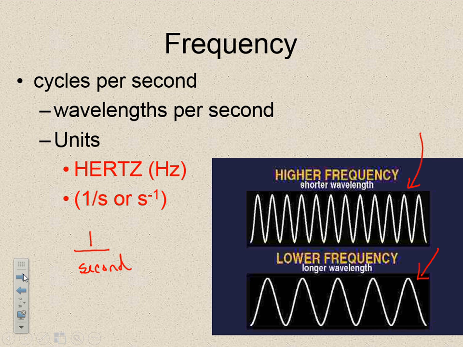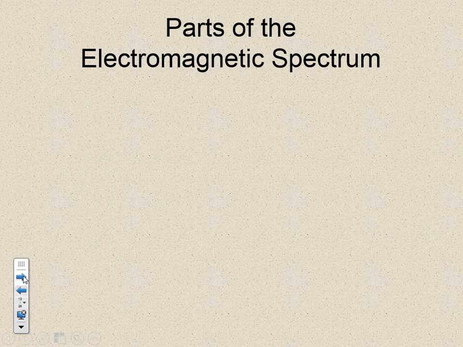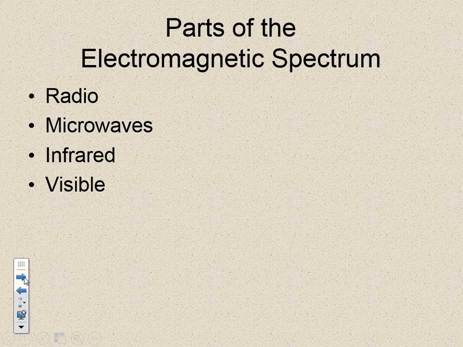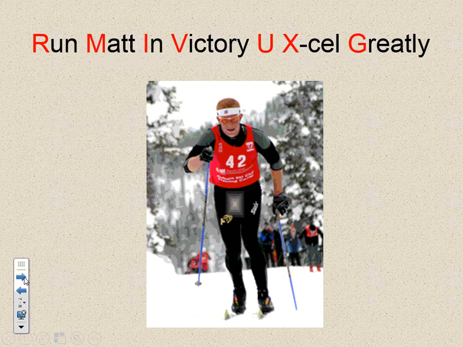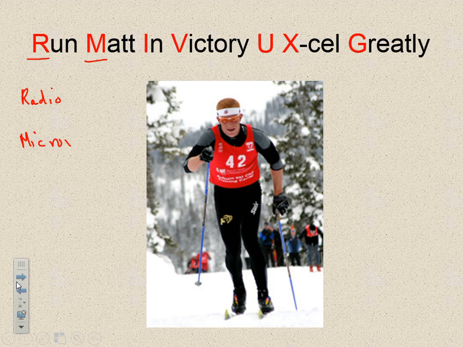Now, one of the things I would like you to remember are the 7 different parts of the electromagnetic spectrum. And I have a mnemonic or a saying that will help you remember these. But the 7 different parts are radio waves, microwaves, infrared, visible, ultraviolet, X-rays, and gamma rays. So my mnemonic is the same. Run, Matt. In victory, you excel greatly. So run is for radio. M is for microwaves. I is for infrared.